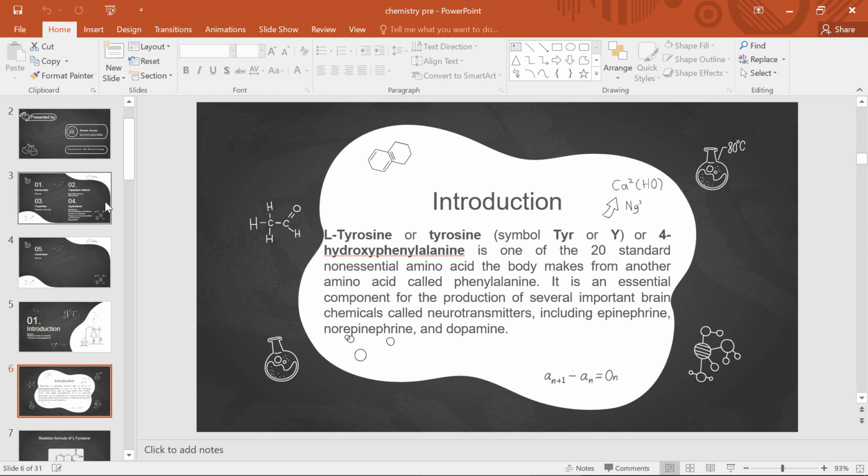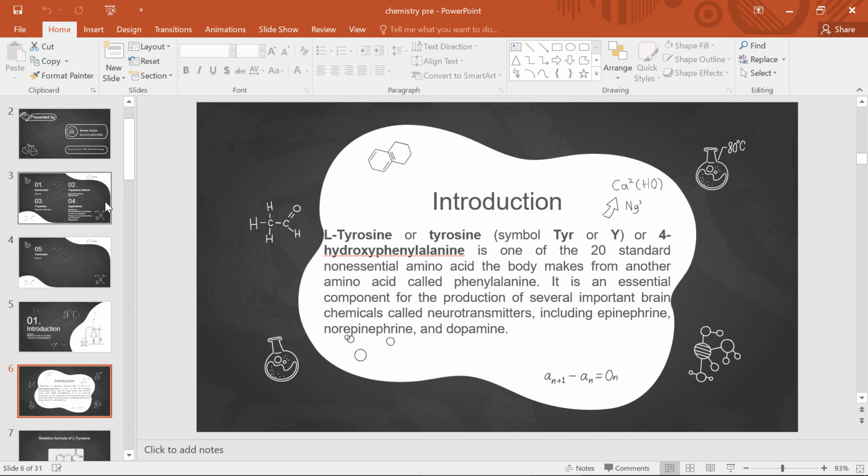Now, what are essential and non-essential amino acids? Essential amino acids are those amino acids which our body cannot produce, and we have to take them in through food. And the non-essential amino acids are synthesized in our body through biochemical processes.